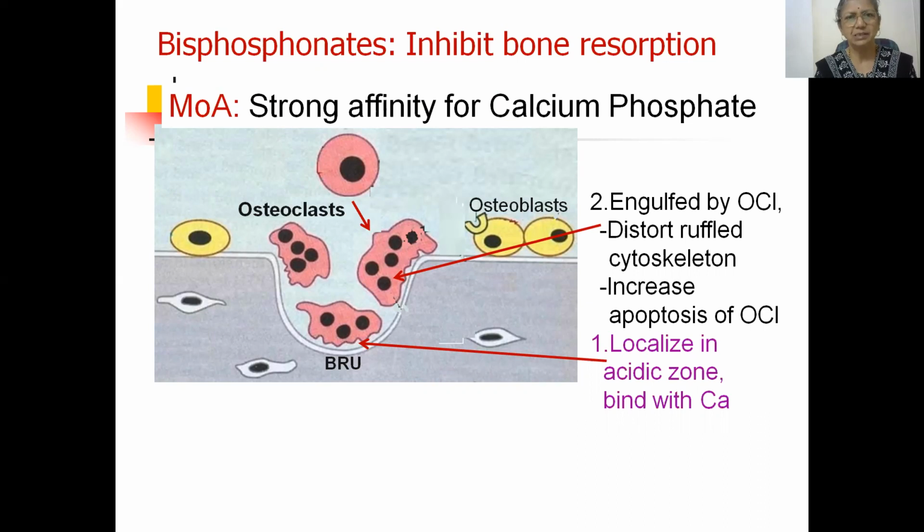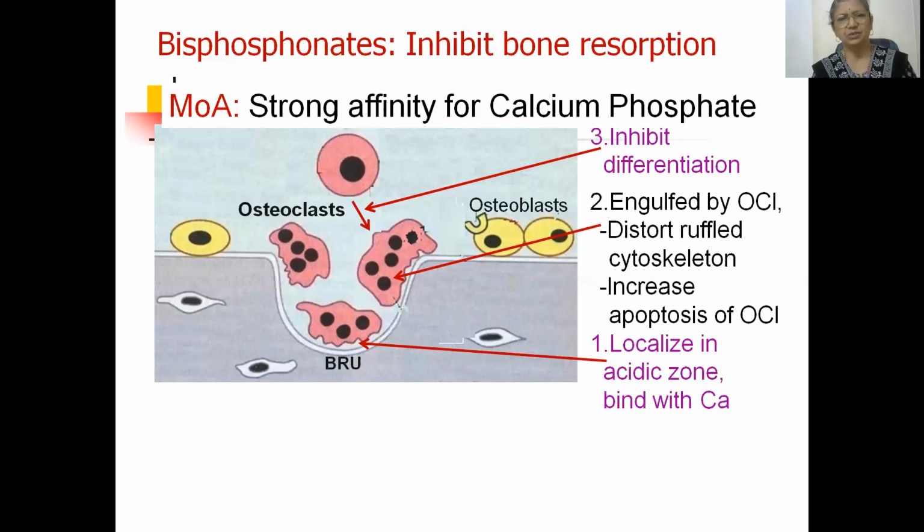So they can damage the ruffled sawtooth cytoskeleton, which is important for digging. They blunt it. And they also increase the rate of death of these osteoclasts. So they reduce the lifespan. So they exert this anti-resorptive action. And they're probably thought to also prevent activation of osteoclast precursors to active osteoclasts. The major action is accumulating in the bone pits at the bone remodeling units, getting engulfed and damaging the osteoclasts and making them die faster.